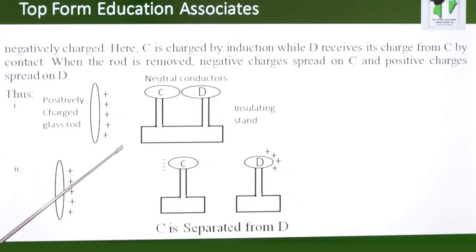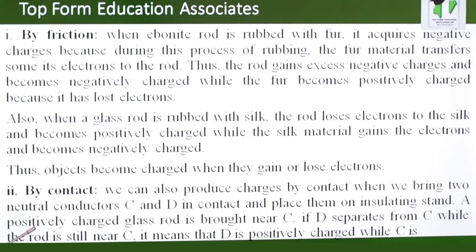We'll have it here. Look at this conductor: two neutral conductors in contact, placed on an insulating stand. Here is C, and here is D. A positively charged glass rod is brought near C. Remember that the glass rod, when rubbed with silk, became positively charged. Now, a positively charged glass rod is brought near C.